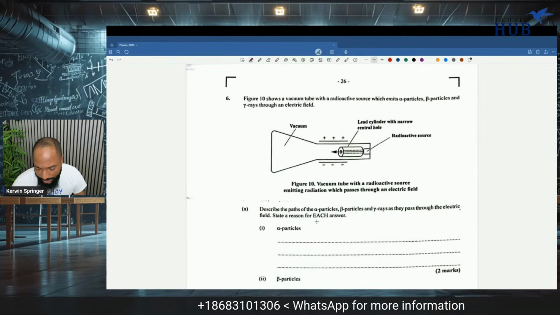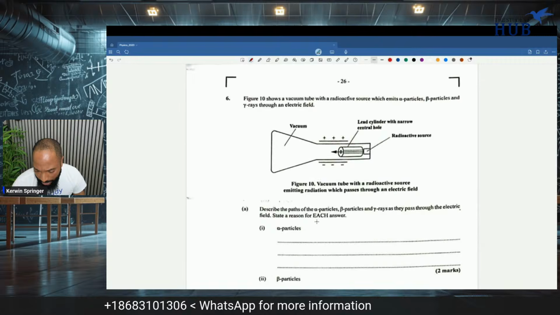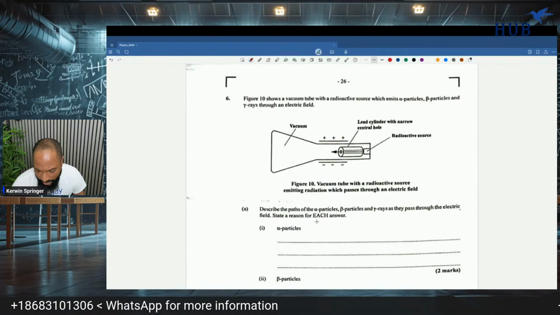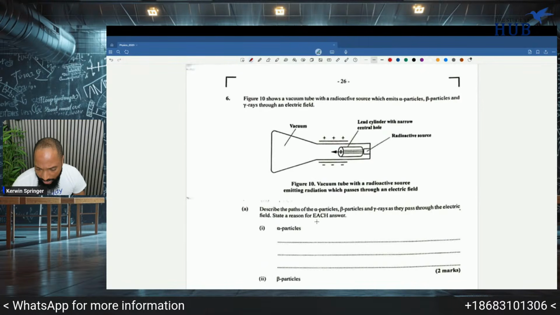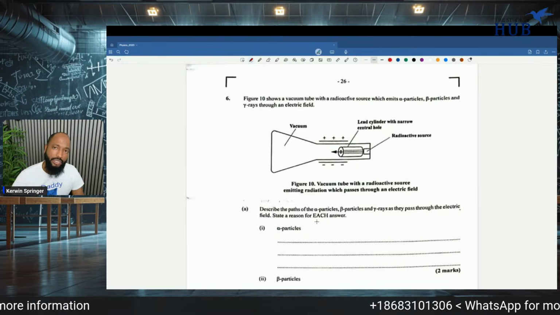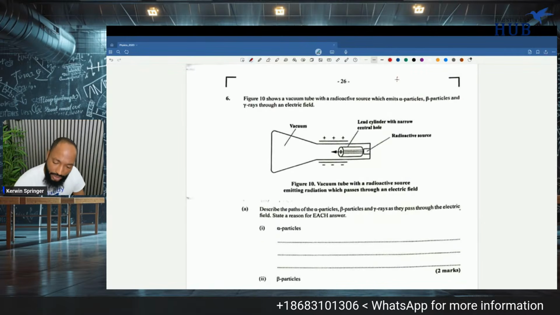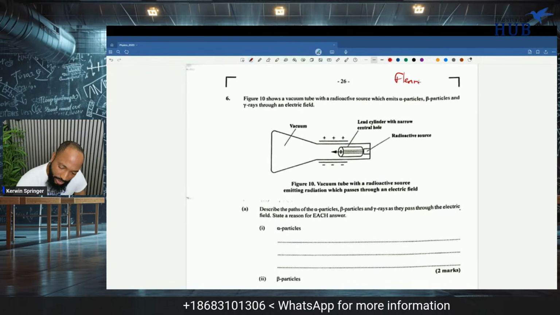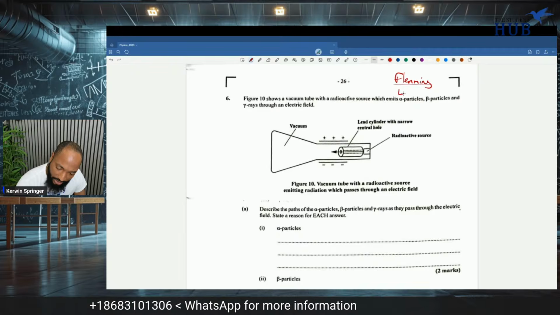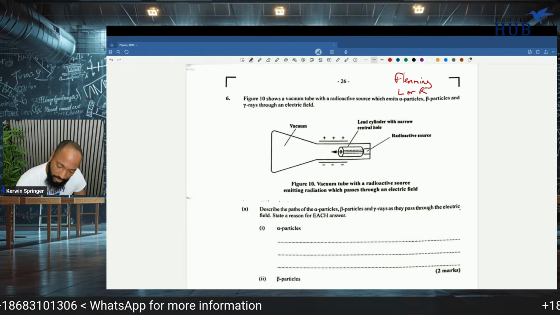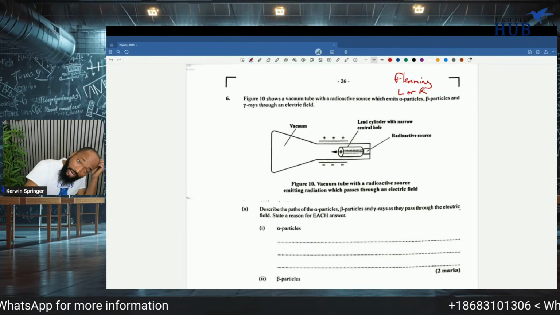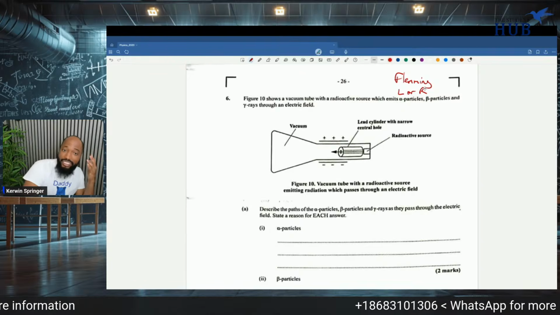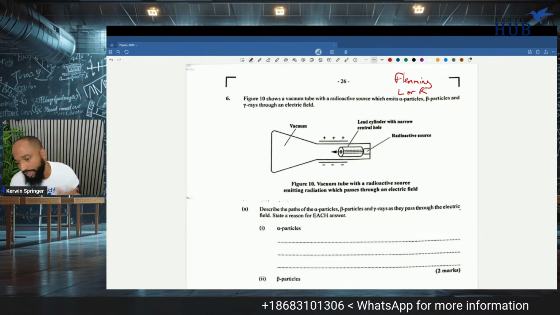Describe the paths of the alpha particles, beta particles, and gamma particles that pass through an electric field. State a reason for each answer. Right, we get into the Flemings here. Which one of the Flemings are you going to use to check this? Left or right? Are we investigating a motor effect or a generator effect?